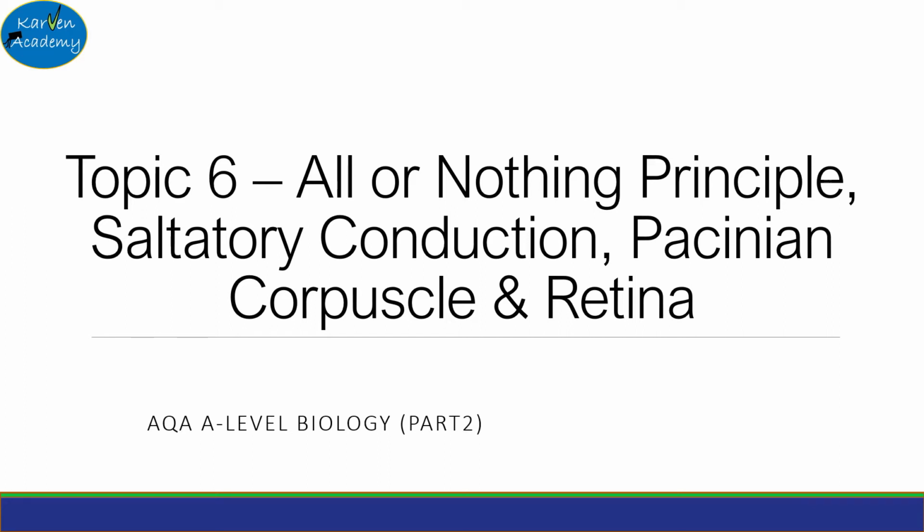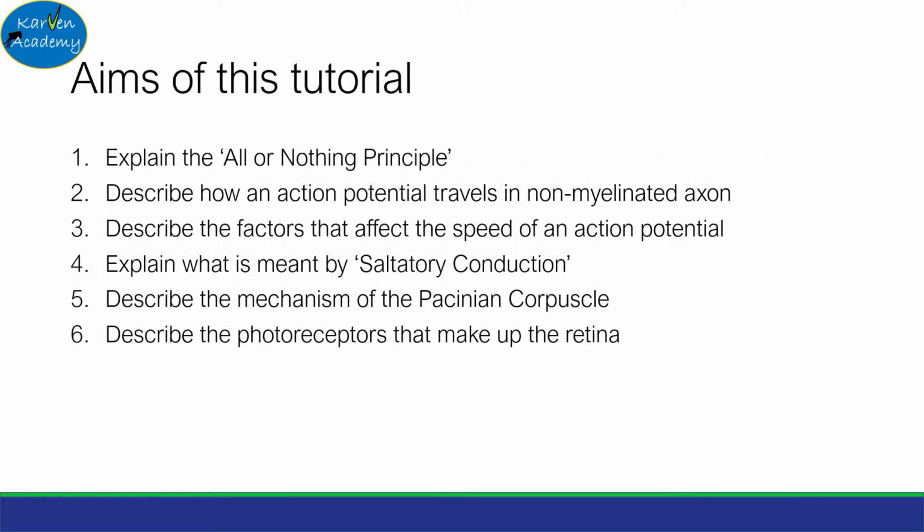Hello there, and welcome to this Carbon Academy tutorial on A-level biology. This is part 2 of the nervous system topic, and in this video we will look at the all-or-nothing principle, saltatory conduction, Pacinian corpuscle, and the retina. So let's get started. Here are the aims of this tutorial.